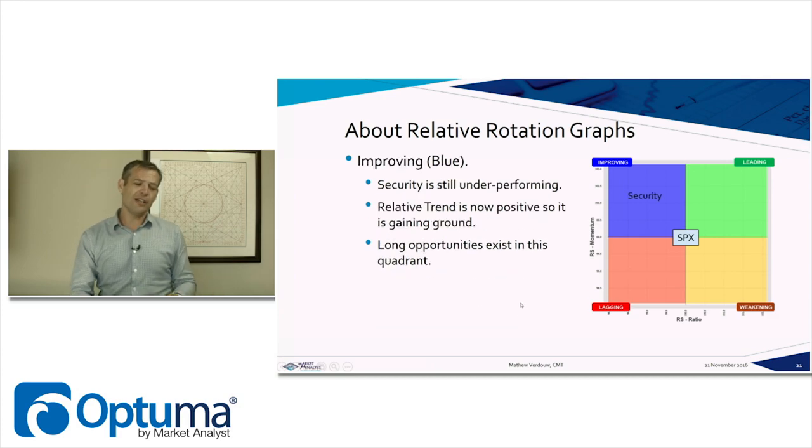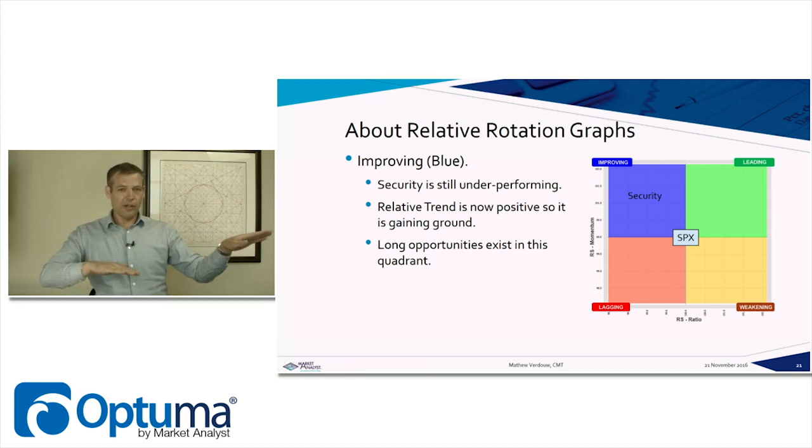And then finally, the last quadrant here is the improving quadrant. Now, this is where we have our security way behind the index. But what's happening now is it's showing relative strength. Its trend has improved, and so it's starting to catch up again to that truck.